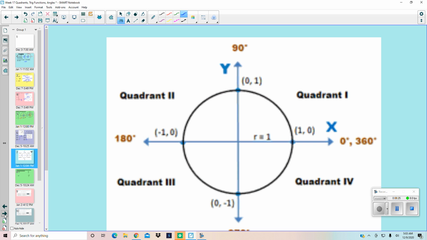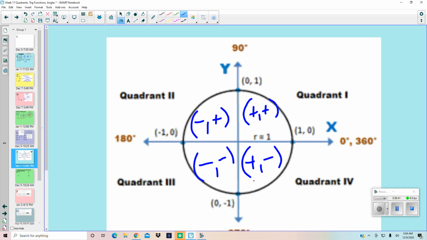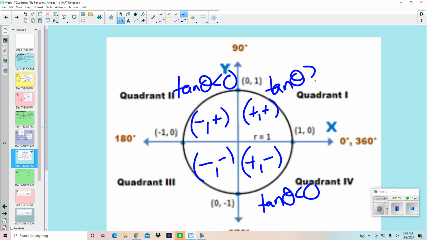Okay, so we have quadrant 1, quadrant 2, quadrant 3, and quadrant 4. Cosine and sine are positive in the first quadrant, negative in the third quadrant. And then we have negative positive and positive negative. Because tangent is y over x, the tangent is going to be negative in quadrants 2 and 4, which makes tangent positive in quadrant 1 and 3.